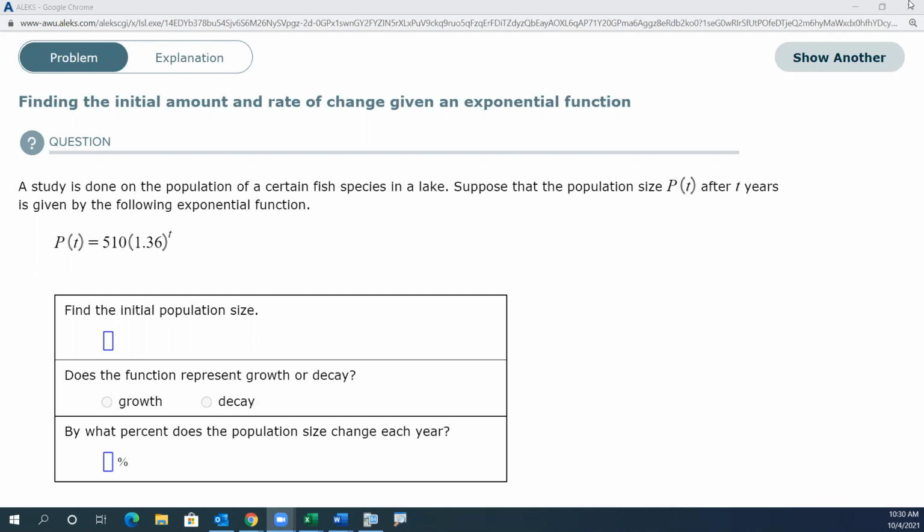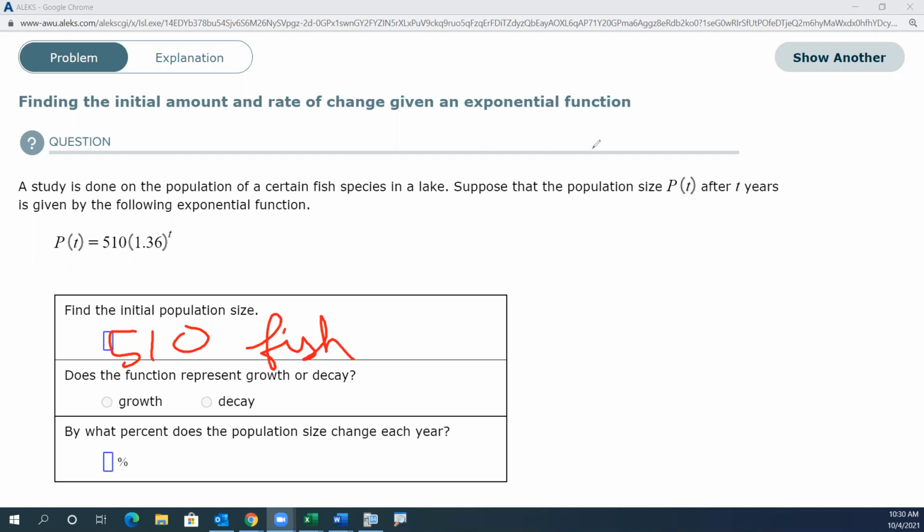Okay, so the initial population, well, this is an exponential function. We know that, partly because they said so, but also mainly because the independent variable is in the exponent. So when that's the case, the number out in front that's not being raised to a power is always your initial population. It doesn't say it's measured in millions or thousands or anything, so yeah, just 510 fish, because hey, who doesn't like fish? All right.